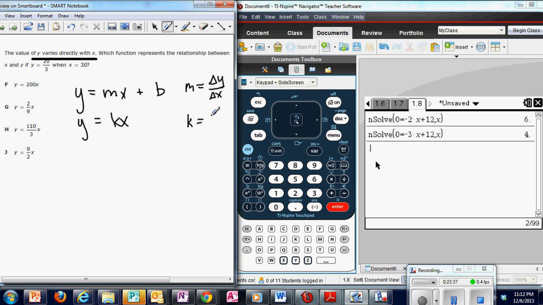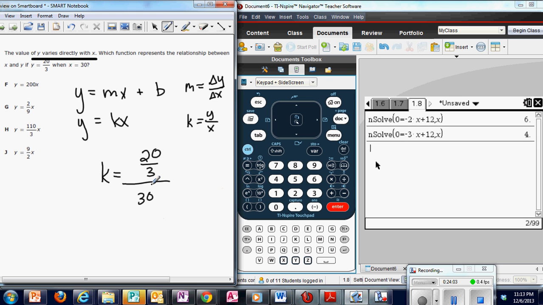To find k, that constant of variation, which is also our slope, we're going to take the y value and divide by the x value. So in the calculator, it sometimes confuses people because these fraction bars are the same length, and some people might want to put that in parentheses, but when you hit enter, it's going to turn out looking like that.